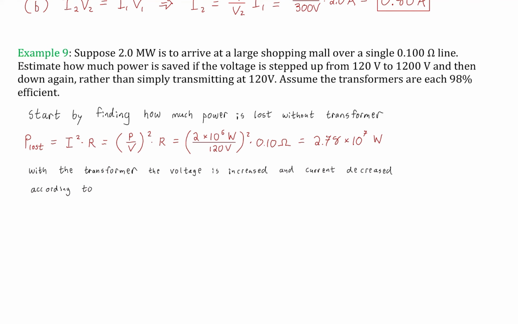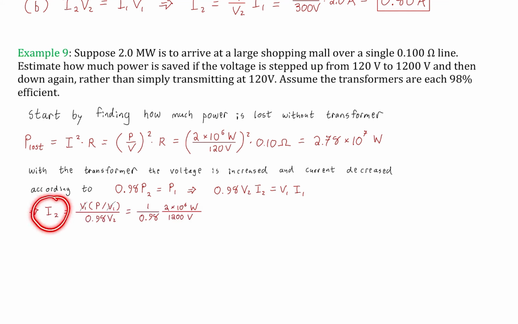Let's see. With the transformer, the voltage is increased and the current is decreased, but this is not an ideal transformer. This is 98% efficiency, so the power in the secondary is only 98% of the power in the primary. We can rewrite both powers as the product of voltage and current, and solve for the output current. We weren't given the number of turns, but the higher voltage shows up as 1200 volts. That causes a decrease in current down to 1700 amps.